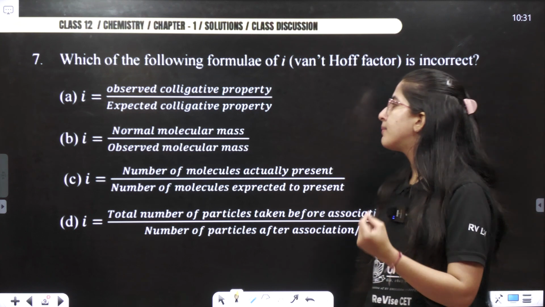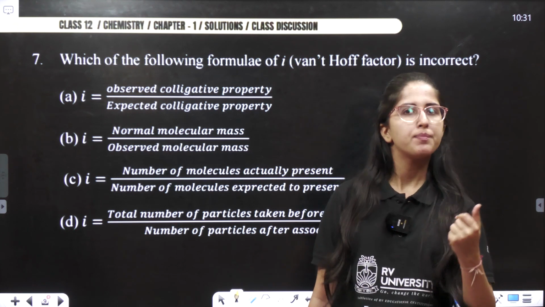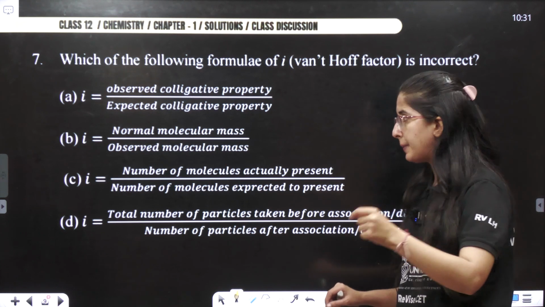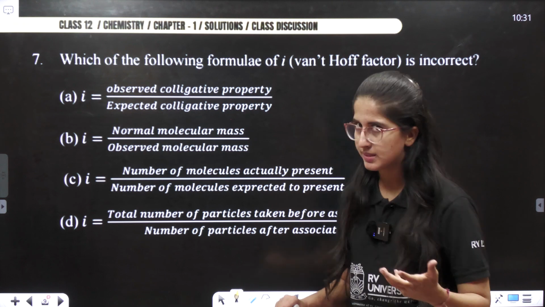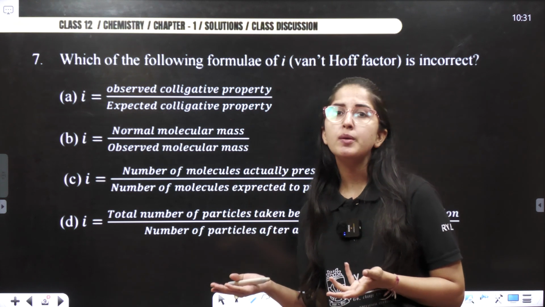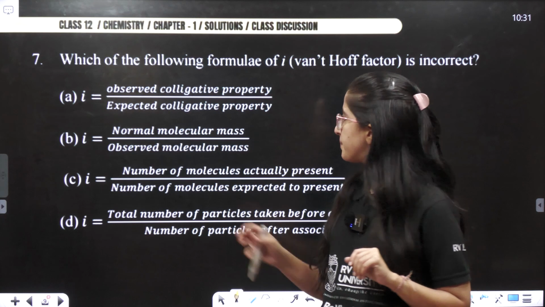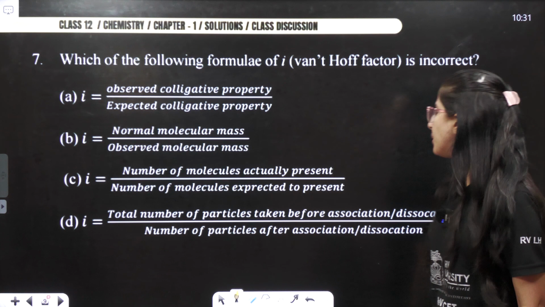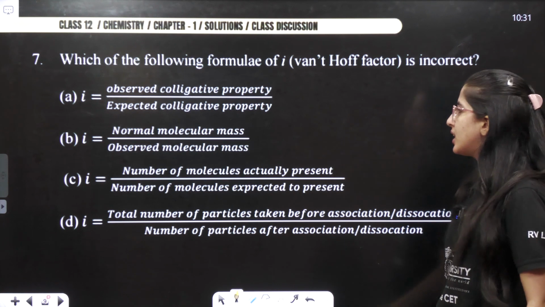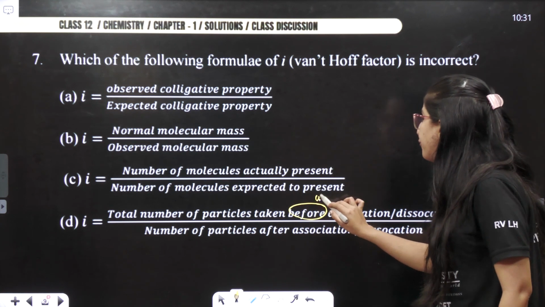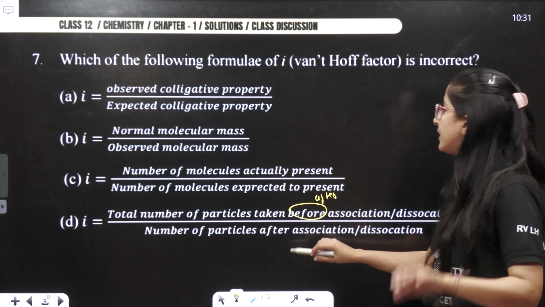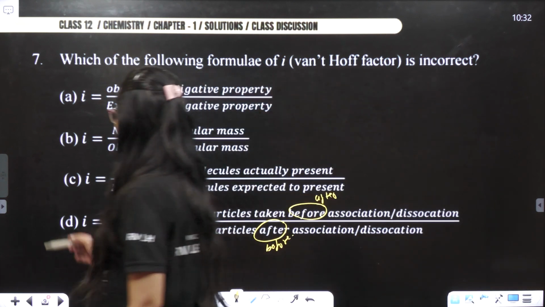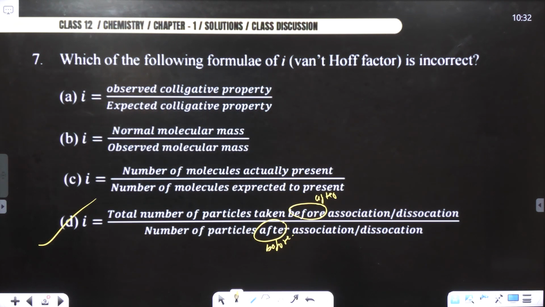Next, normal molecular mass divided by observed molecular mass. So that is also true. Number of molecules actually present, and number of molecules expected to be present. Expected to be present will be what? Without dissociation and association. Actually present is after dissociation and association. Total number of particles taken before association and dissociation? No. It is taken after association and dissociation has occurred, divided by the number before. So the wrong option is option number D clearly. So option number D is your wrong option.